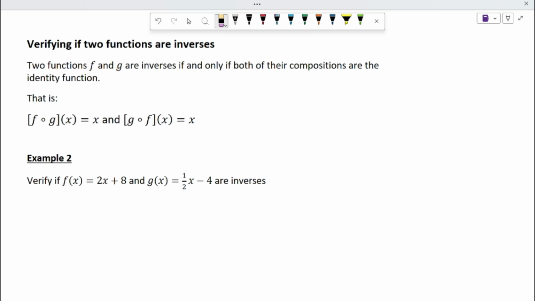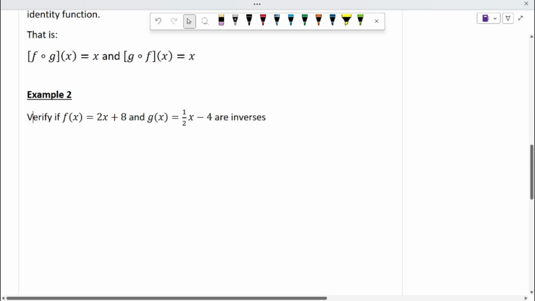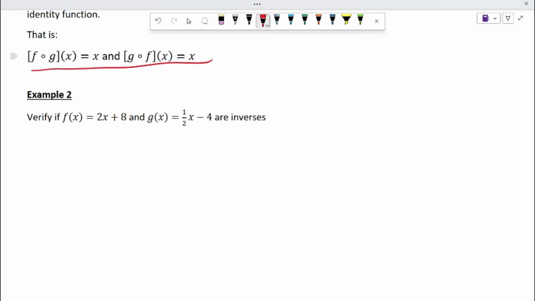So with that said, let's look at example 2, and we're asked to verify if f of x equals 2x plus 8 and g of x equals 1/2 x minus 4 are inverses. So I need to focus on this. I need to look at f composite g of x and g composite f of x, and I need to get the identity function x.